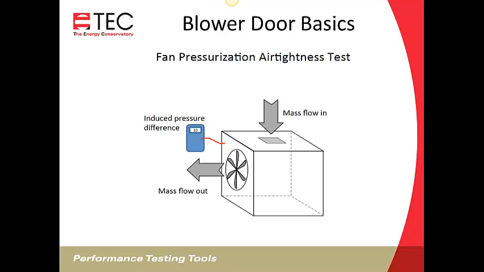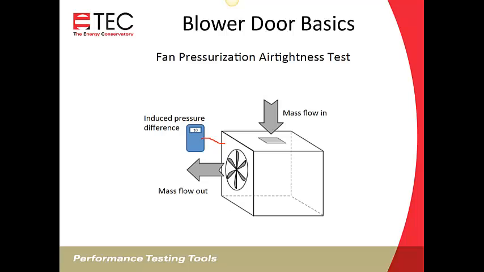So at its most basic level, during a blower door test, mass flow out equals mass flow in. The DG700 doesn't directly read mass flow, so there are some conversions that need to be done based on the differences in indoor and outdoor temperature, and the altitude at which you're doing the testing, so you'll get accurate numbers of mass flow.